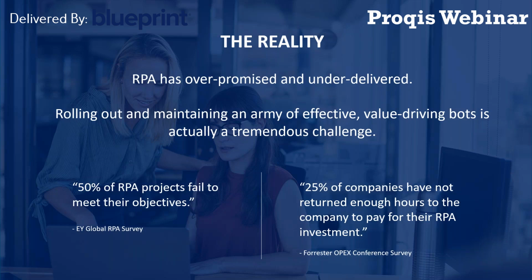Because of these glossed over challenges, over 50% of RPA projects fail to meet their objectives, while 25% of companies have not even achieved the break-even point or returned enough hours to the company to pay for their initial RPA investment. But why? What's going wrong? Why is this happening?